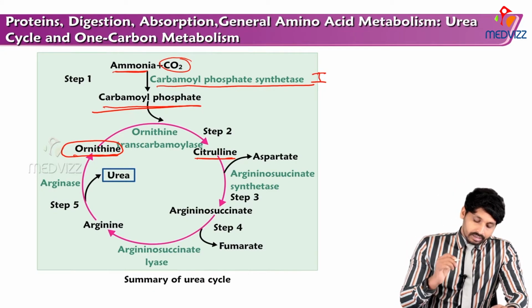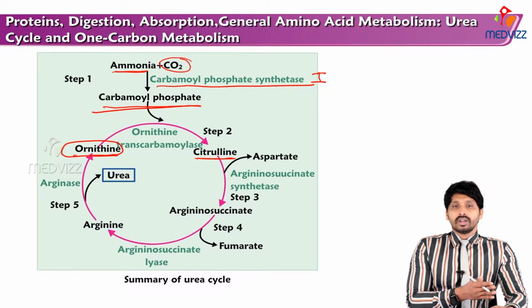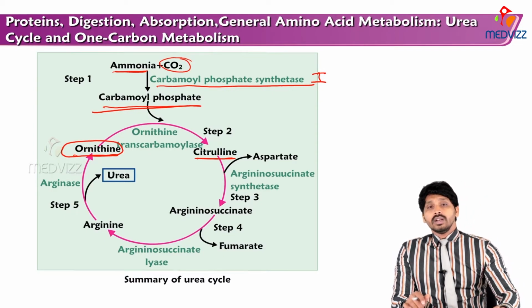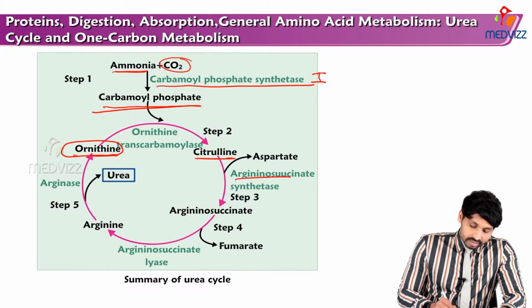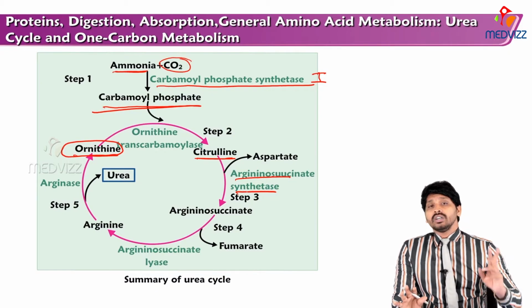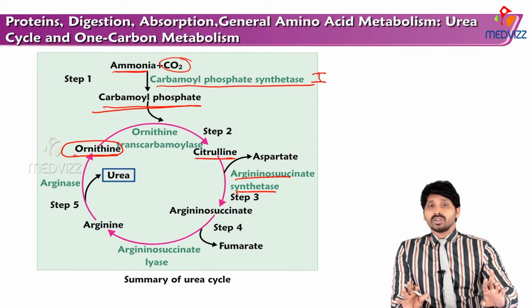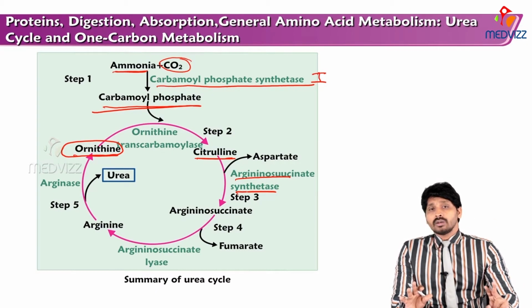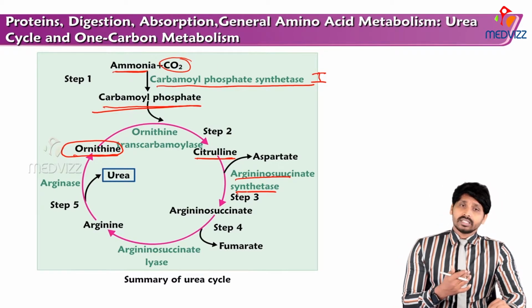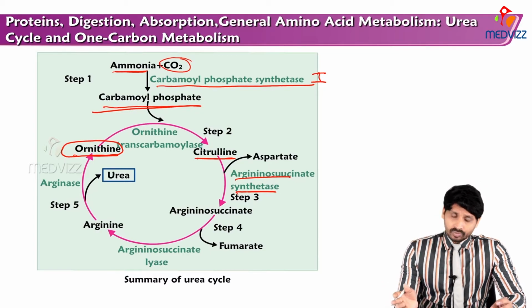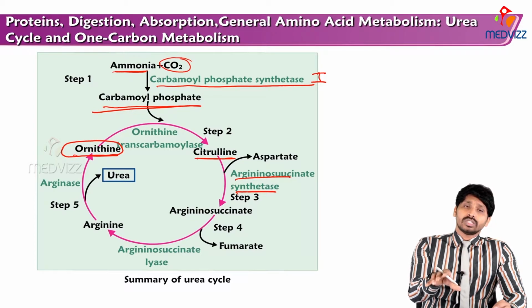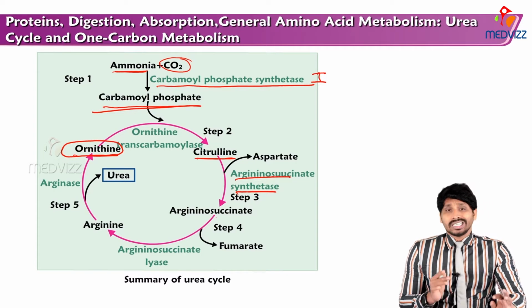Once this citrulline is transported out of mitochondria, the amino acid aspartate is added to the citrulline by the enzyme argininosuccinate synthetase. This is a cytoplasmic enzyme. As I mentioned, the first two enzymes, carbamyl phosphate synthetase 1 and ornithine transcarbamylase, are both mitochondrial enzymes, and the rest of the reactions take place in the cytoplasm, so those enzymes belong to the cytoplasm. By argininosuccinate synthase, a whole molecule of aspartic acid is added to citrulline to make argininosuccinate.